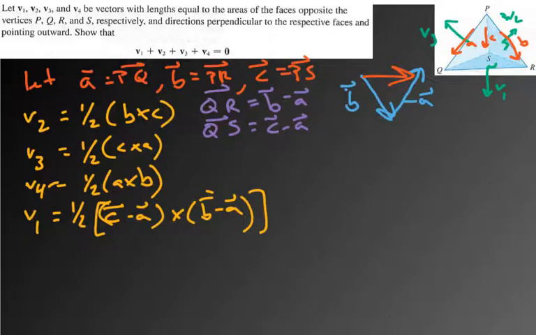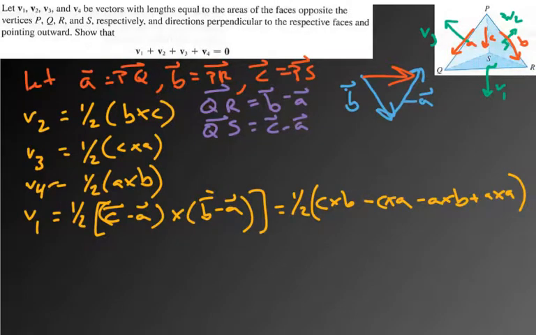If I simplify this a little bit, you can distribute with the cross product, that's fine. So I'm going to do that, and I'm going to get C cross B, minus C cross A. Then I'm going to get minus A cross B. And then I'm going to get positive A cross A. So that's just expanding this part out, right?